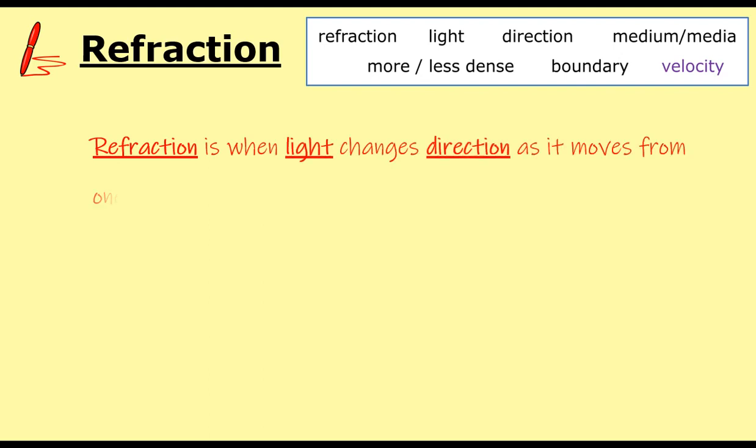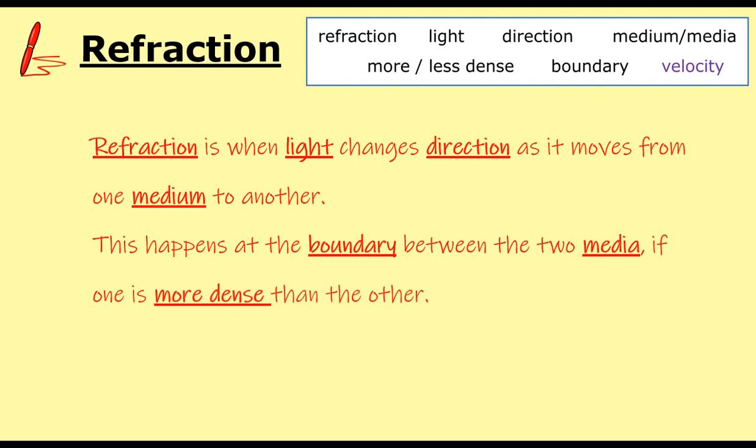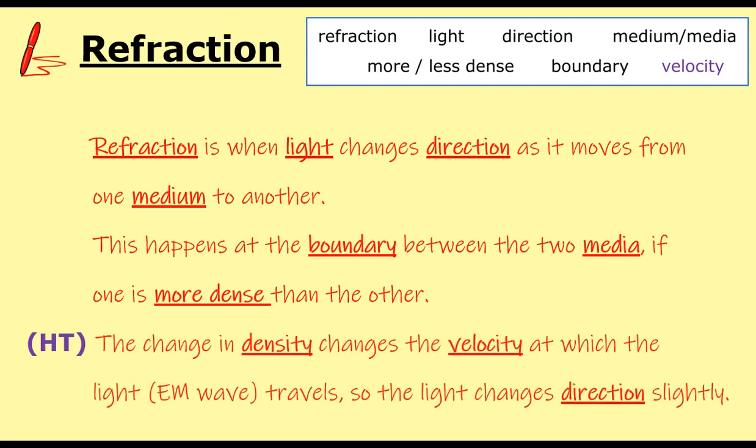So refraction is when light changes direction as it moves from one medium to another. This happens at the boundary between the two media if one is more dense than the other. So for each of the keywords that you used, give yourself a tick. Now, if you're a higher tier student, you could also have added the following: that the change in density changes the velocity at which the light or the EM wave travels. So the light changes direction slightly.